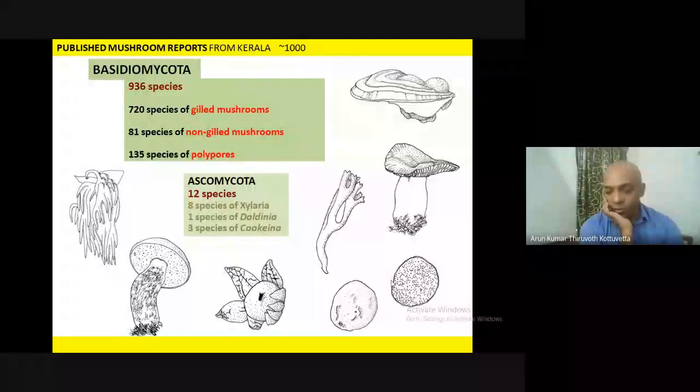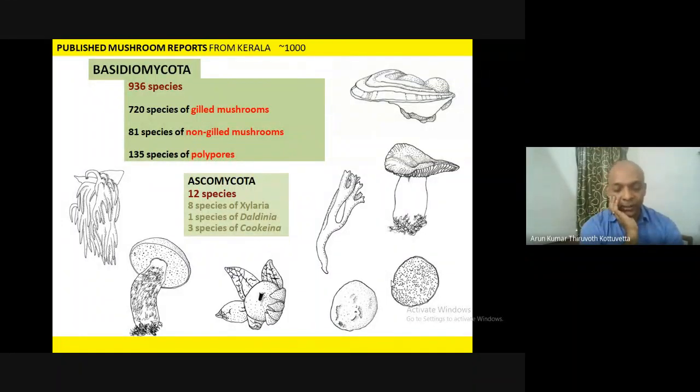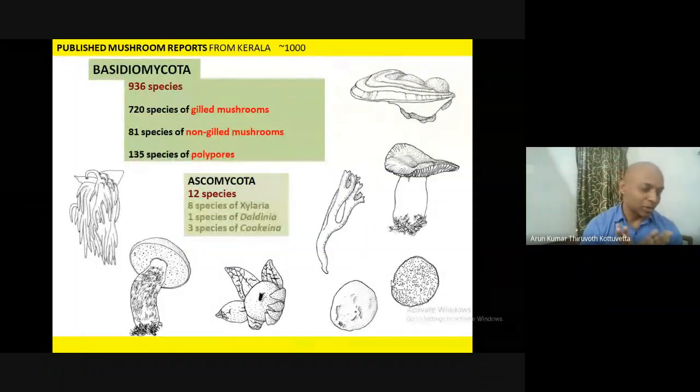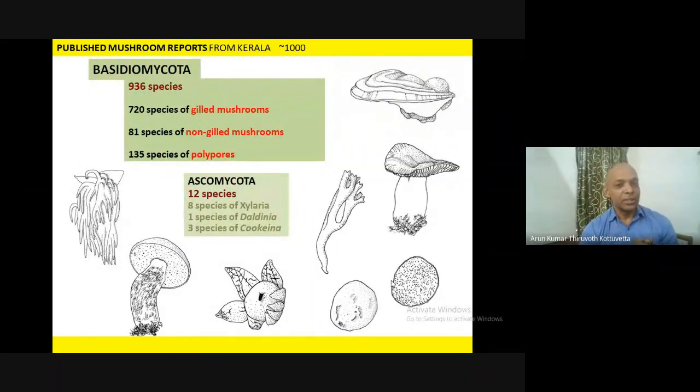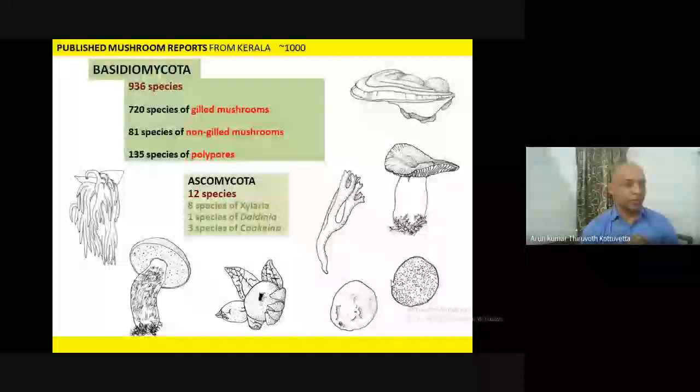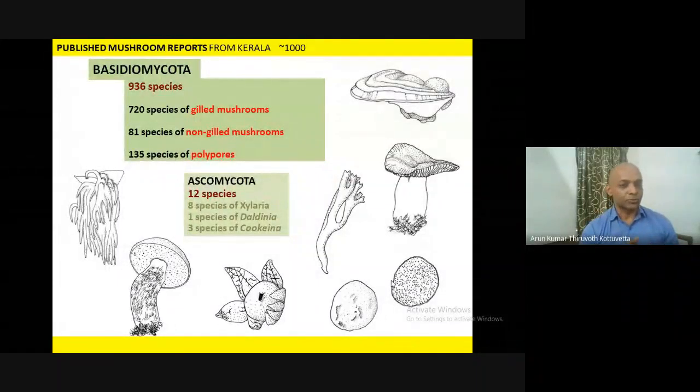And as we know, the Basidiomycota mushrooms can again be classified as gilled and non-gilled, as well as a group called polypores. So there are the gilled mushroom fungi, which usually include the Agaricus and such mushrooms. Then there are the non-gilled ones like the boletes, then the jelly fungi. Then we have the polypores like the Ganoderma. So around 936 species of these gilled, non-gilled, and polypore members have been reported from Kerala so far.